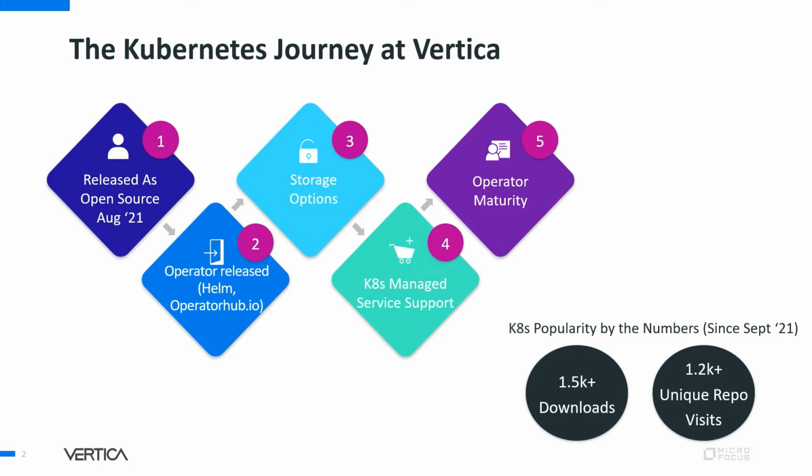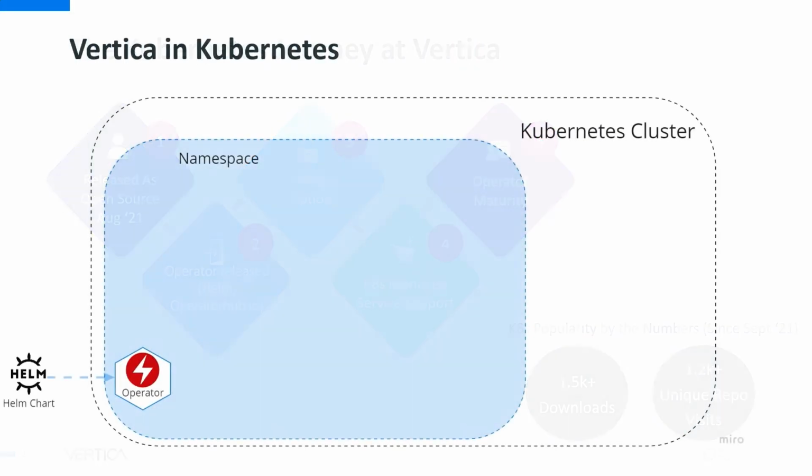As we continue to build out our support for Kubernetes, we have seen customer and community interest. Since September 2021, we have seen over 1,500 downloads of our Kubernetes operator and over 1,200 unique repository visits. It is extremely easy to get started with Vertica and Kubernetes. You can currently deploy in any on-prem environment, as well as in the cloud with a managed service.